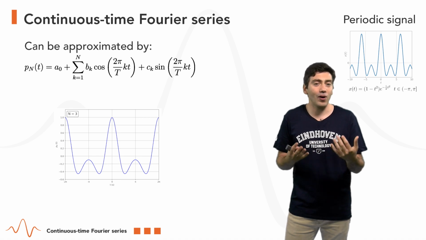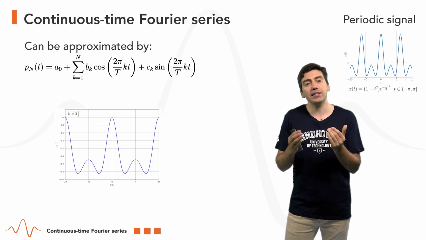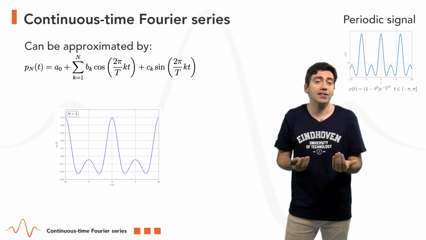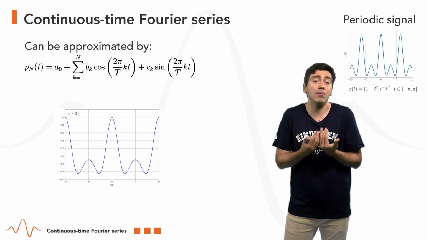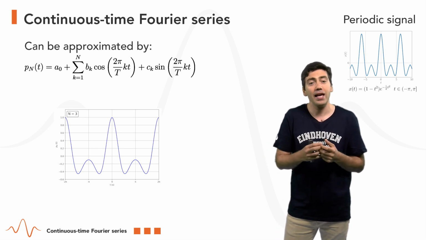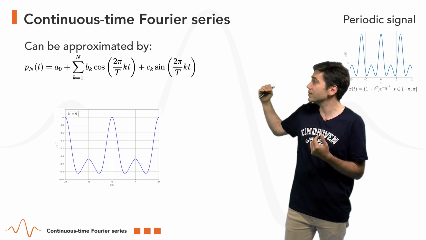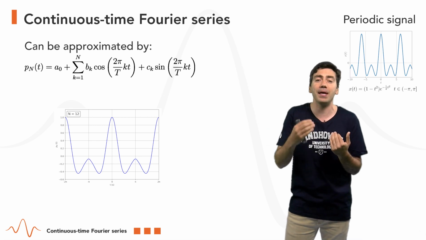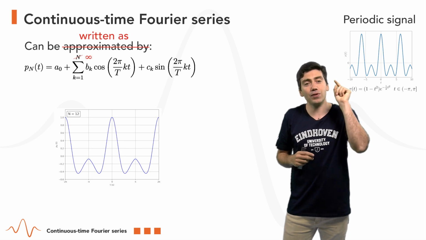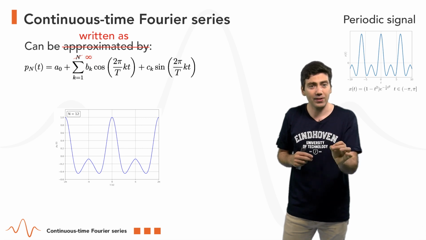How can we improve the quality of our approximation? Well, we need here higher frequency cosines and sines to take care of these details. In other words, we have to increase capital N, where capital N is the number of cosines and sines that we consider, whereas up until now, we have considered 3. If we increase capital N from 3 to 6, then from 6 to 9, and then from 9 to 12, we see that we get better and better approximations. And we know that if we let N converge to infinity, we will exactly obtain the signal.